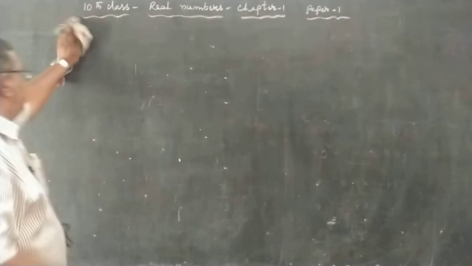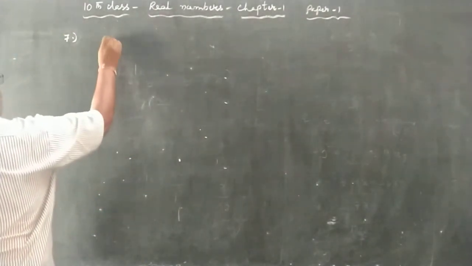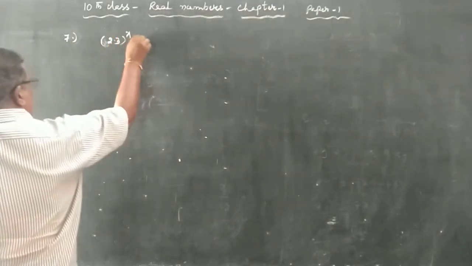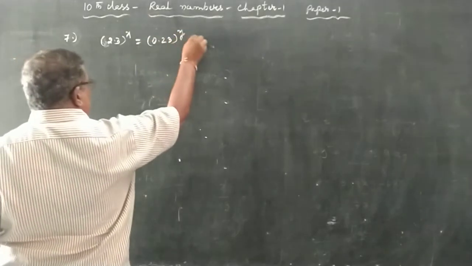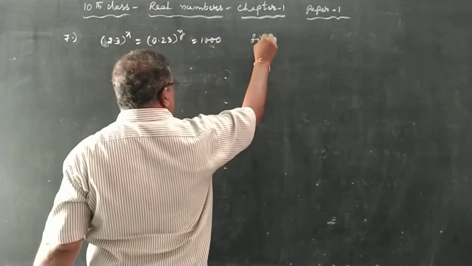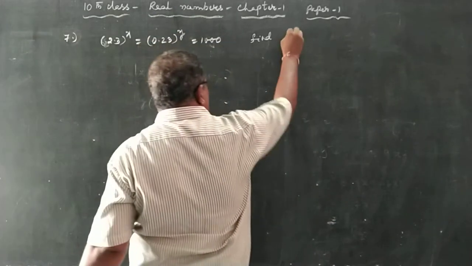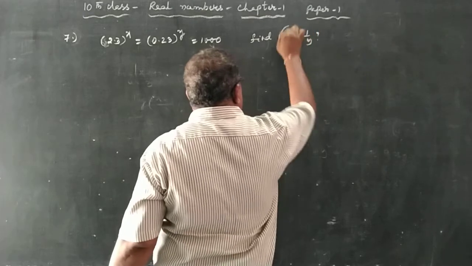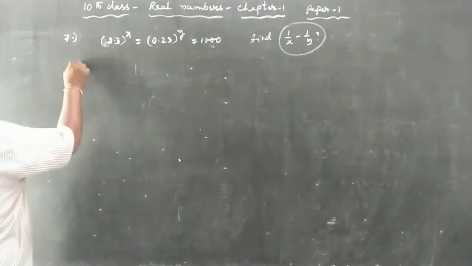The 7th problem is 0.23 power x equal to 0.23 power y is equal to 1000. Find the value of 1 by x minus 1 by y. We need to find the value of this. How do we have to solve this one? First of all, we take the given.